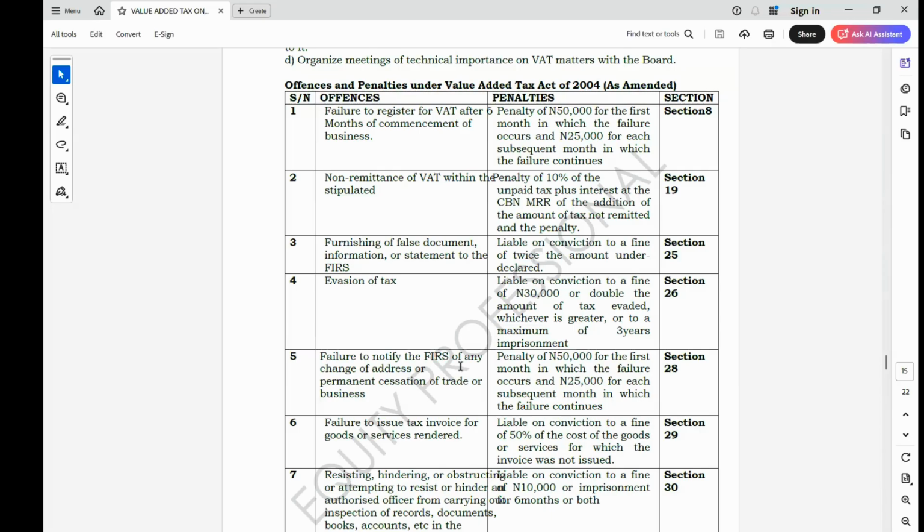Then there is another one that is very important: failure to notify FIRS of change of address. You know, when we did registration, I also talked about deregistration.